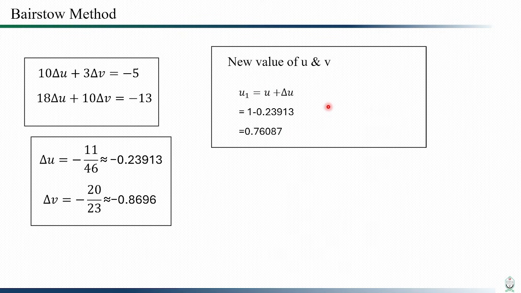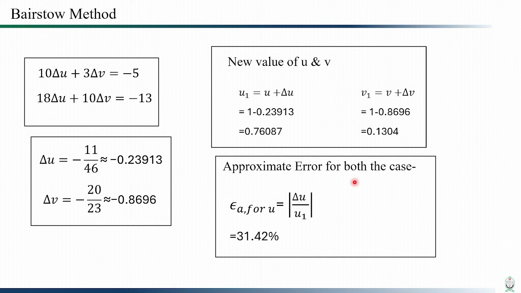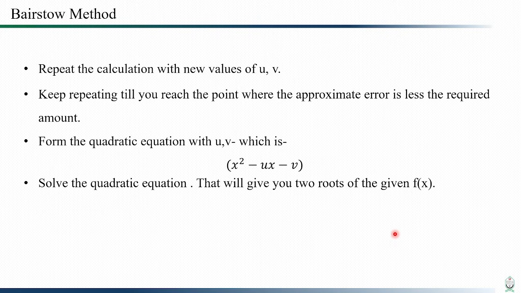0.76087. And what happens to the v? This is the value of v. I mean, after the first iteration of v, the value of v becomes this. We also need to calculate the approximate error for both the cases. The approximate error for u is this, and for v, it turns out to be something like this. So what is the takeaway from here?